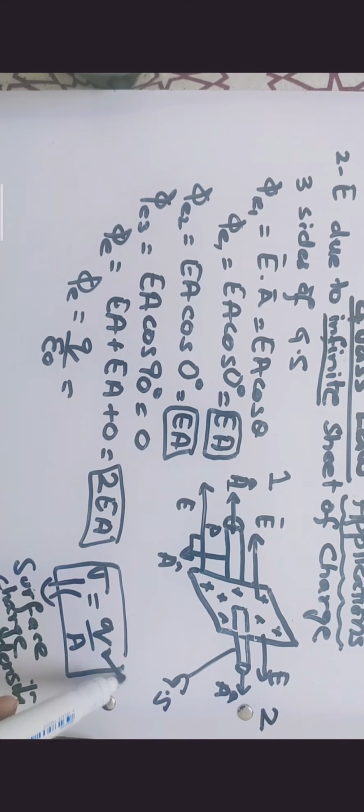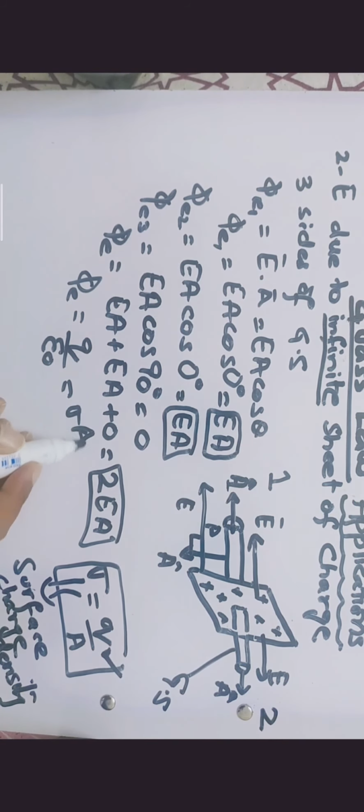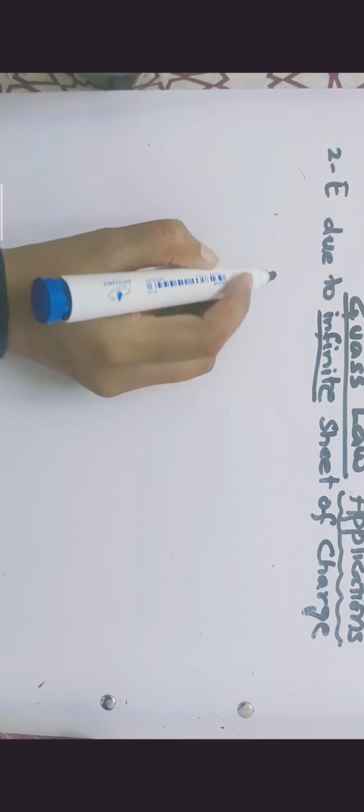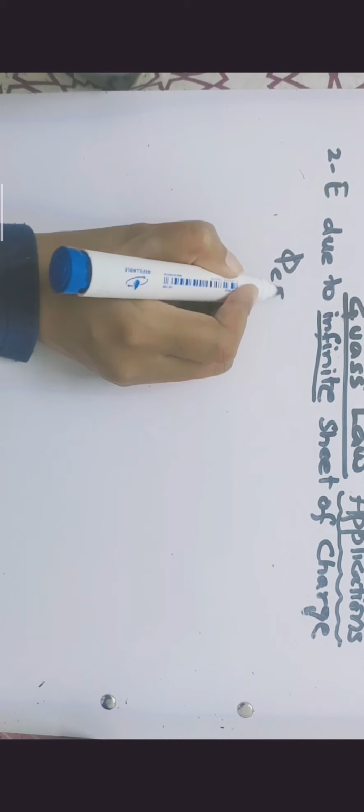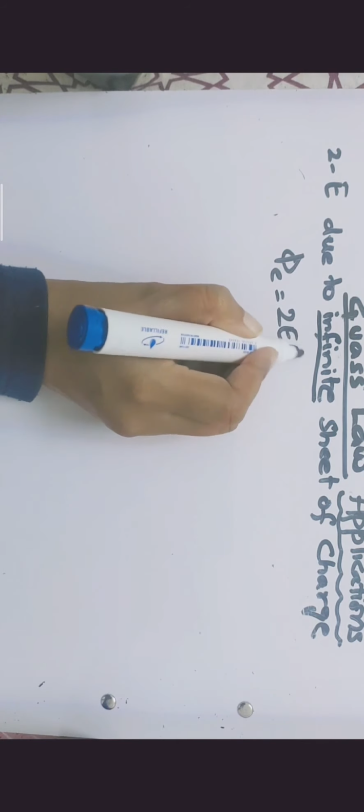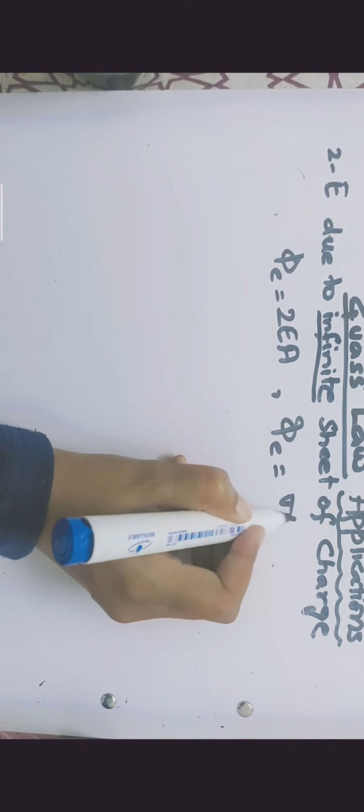I want to calculate this value of q, then it would be sigma a, right? So putting the value of q, which is sigma a divided by epsilon naught, we now have two equations for phi, and we will compare both of the equations. One was 2EA, and the other equation was q, that is sigma a over epsilon naught.